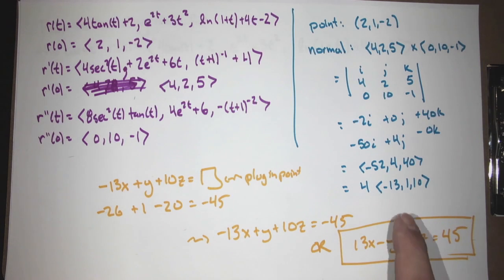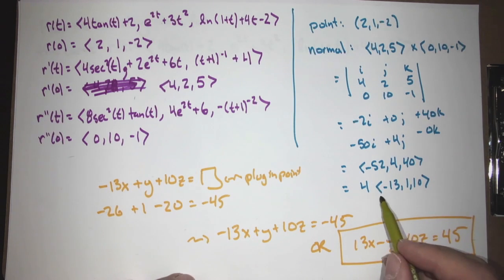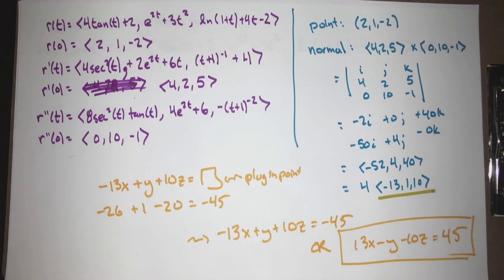We get big numbers, but I encourage you to say, oh, look at these big numbers. Is there anything in common? They're all multiples of 4. So you can pull out the 4. Because normal vectors aren't unique. It's not the normal vector. It's a normal vector. So work with a convenient normal vector. So instead of working with <-52, 4, 40>, work with <-13, 1, 10>. That's the same vector, just scaled.